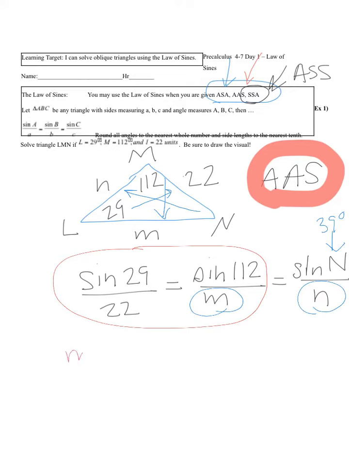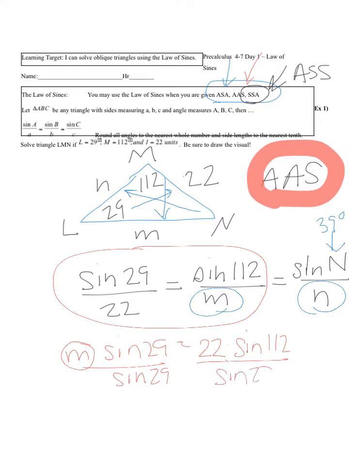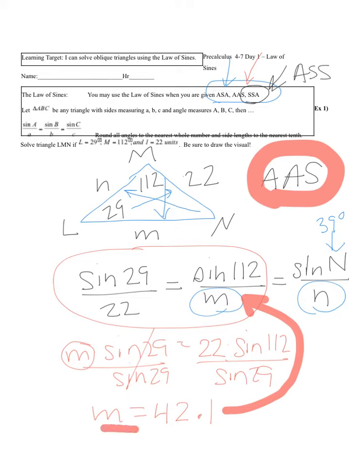So m times sine of 29, using the cross product rule of proportions, is equal to 22 times sine of 112. And to solve for m, I'll divide each side by sine of 29. And then we'll use our calculator to solve for m. So we've solved for m and we get 42.1.